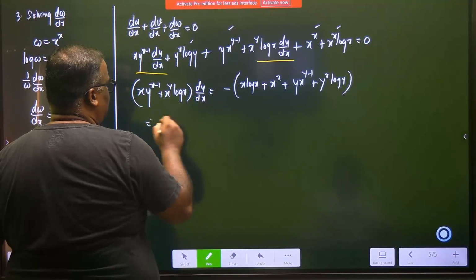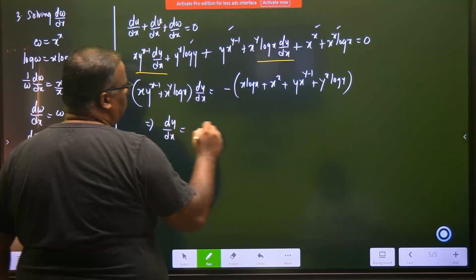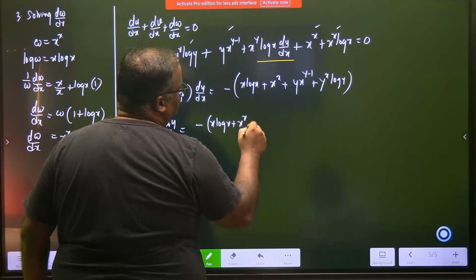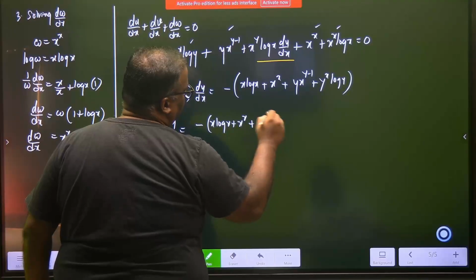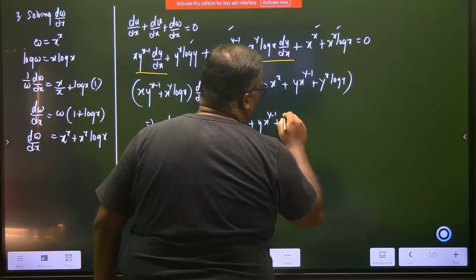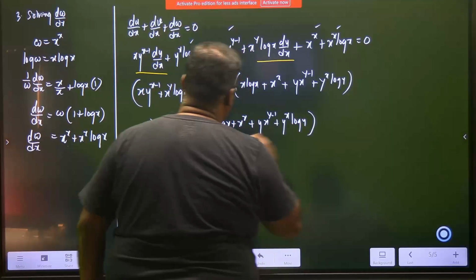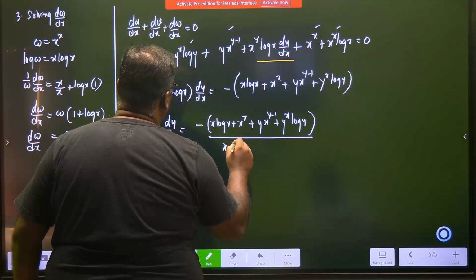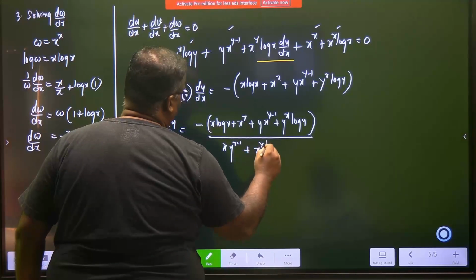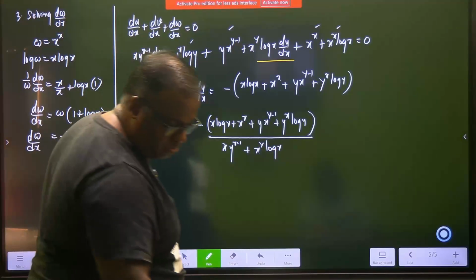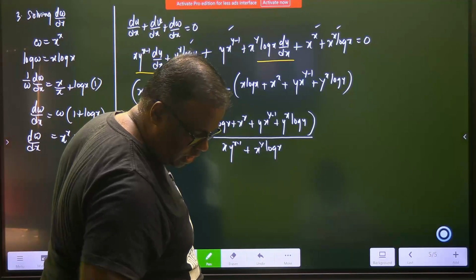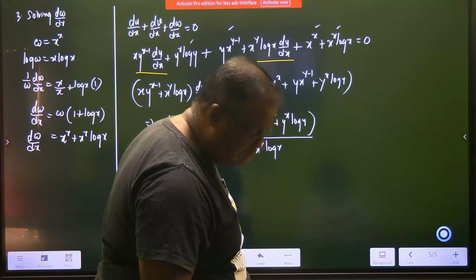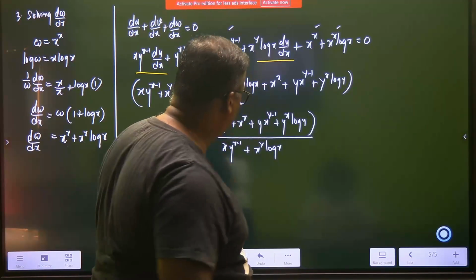You finally can say dy by dx is equal to negative of x to the power x log x plus x to the power x plus y to the power x y minus 1, over x y to the power x minus 1 plus y to the power x log y. We'll have a slight difference of answers maybe with the book, a slight change, but we need not worry.